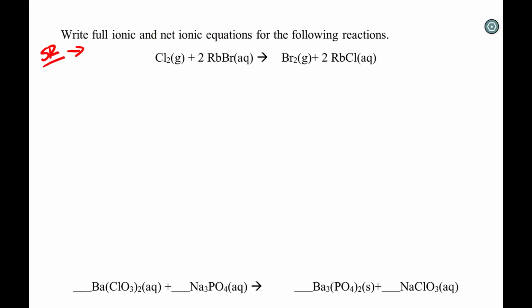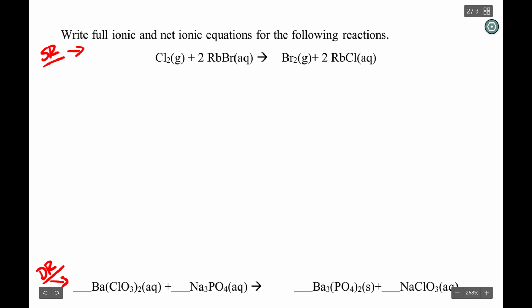So now we'll try a couple of questions. We're going to start with a single replacement reaction that's already balanced. And what we're going to do is we'll turn it into a full ionic and a net ionic equation. And then we'll look down here at doing a double replacement, which isn't balanced. So we'll balance it first, and then we will put it into a full ionic and net ionic equation.